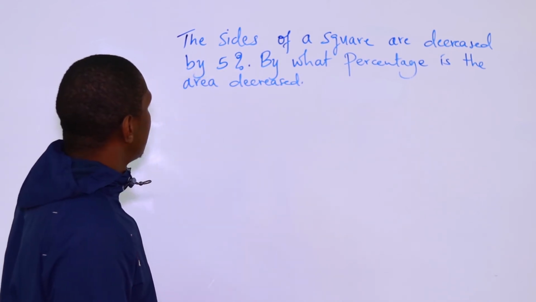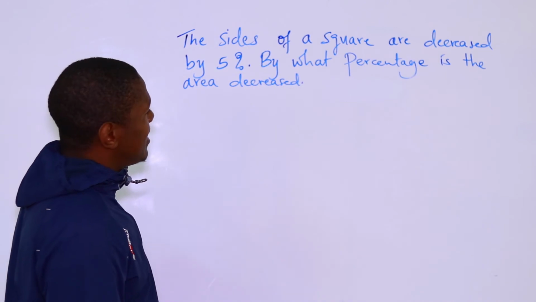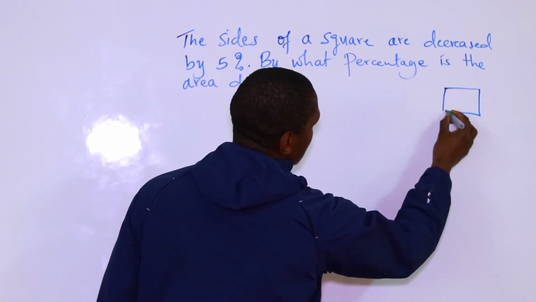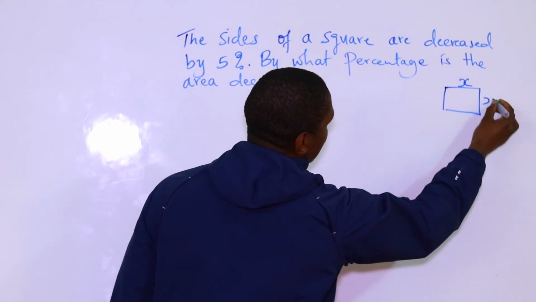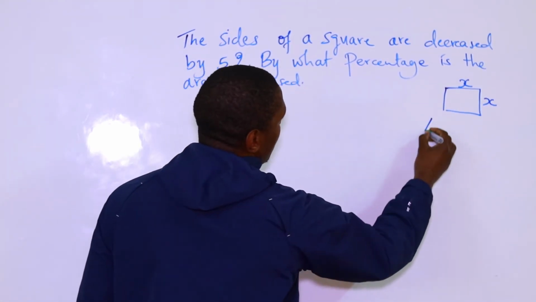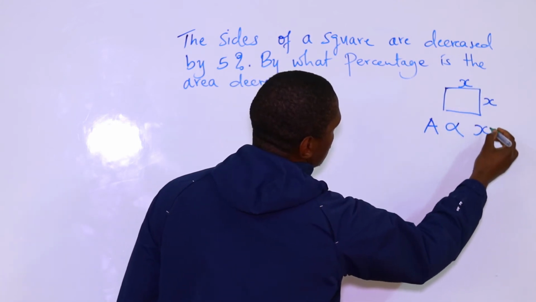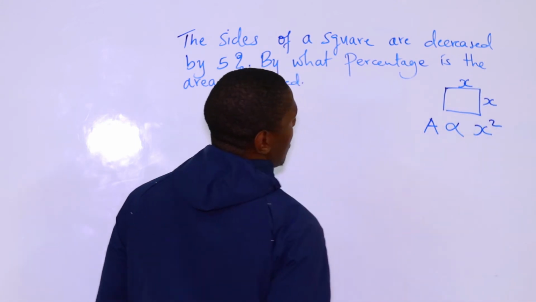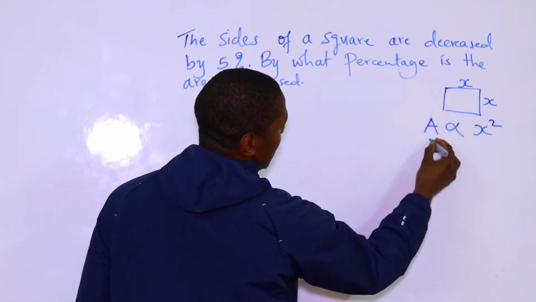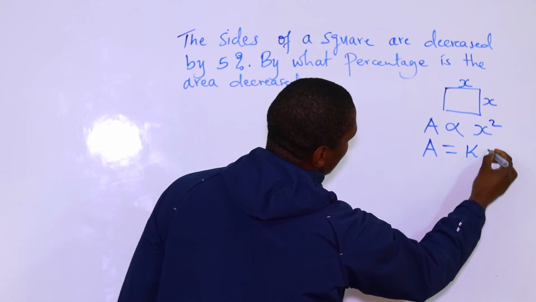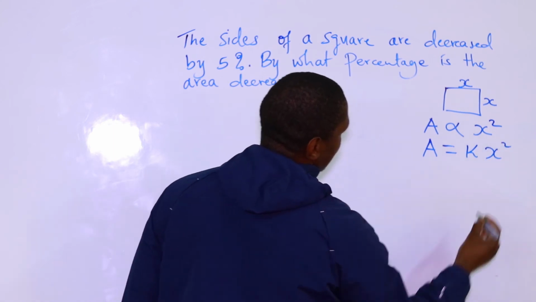This question reads that the sides of a square are decreased by 5%. So by what percentage is the area decreased? So consider a square here whose side is x. So our area is directly proportional to x squared. So introducing a constant of proportionality, we have area is equal to kx squared.